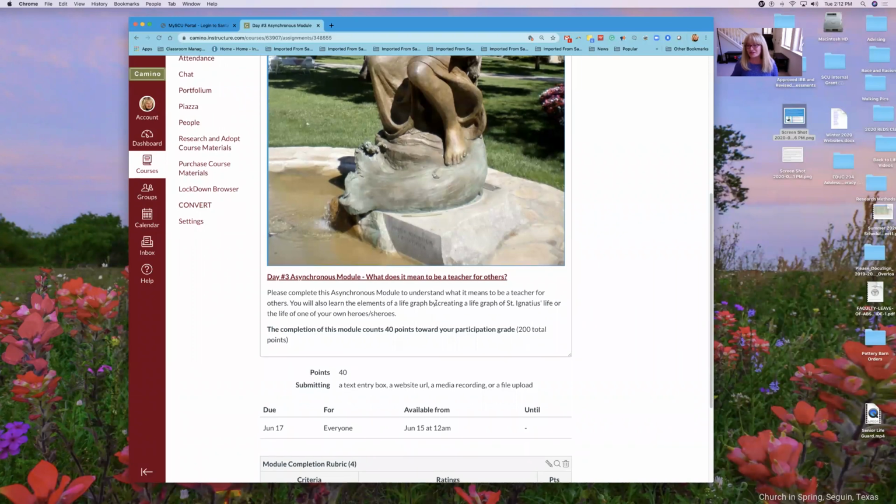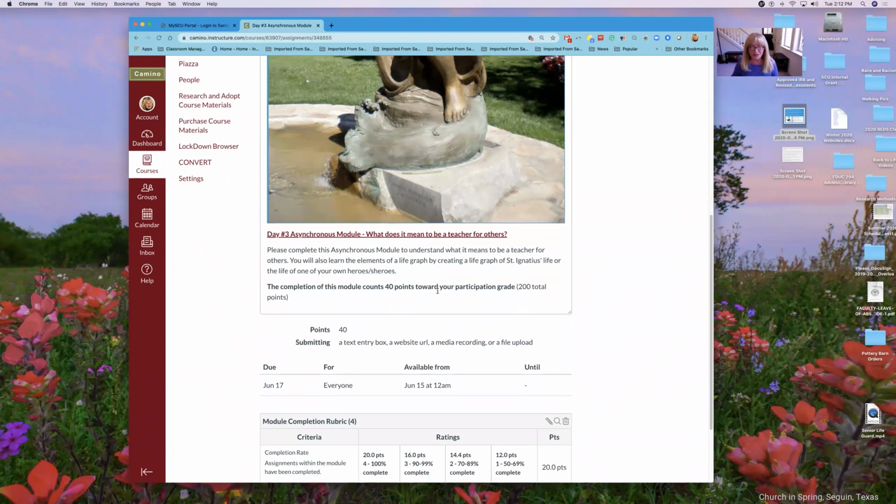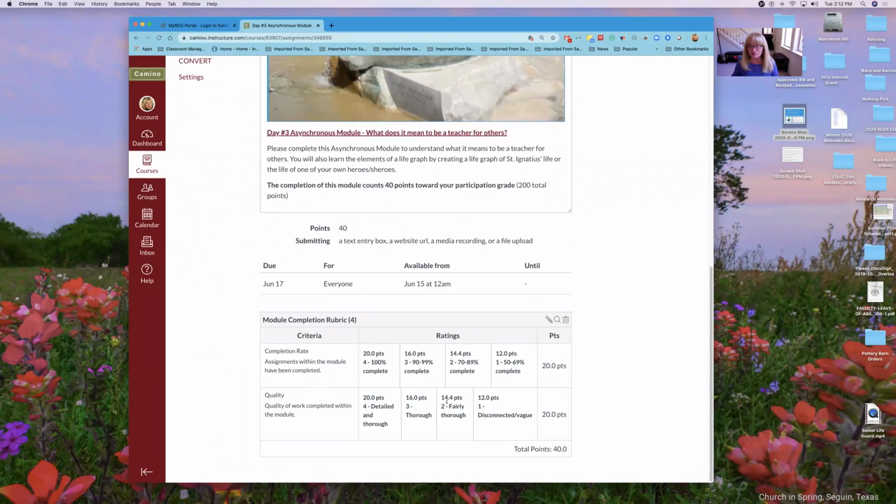This is a very Jesuit notion. You're going to complete this asynchronous module to understand what it means to be a teacher for others. You'll also learn the elements of a life graph by creating the life graph of St. Ignatius' life or the life of one of your own heroes or sheroes. So here is the module completion rubric, quality and completion.